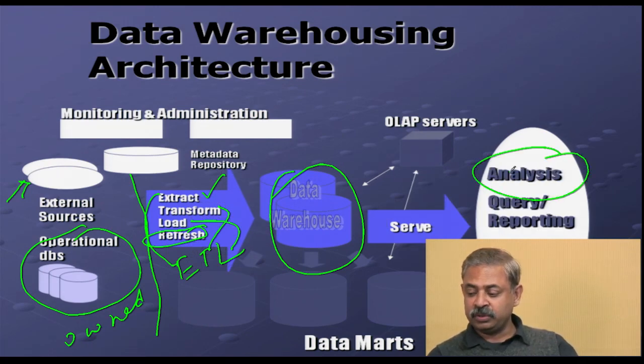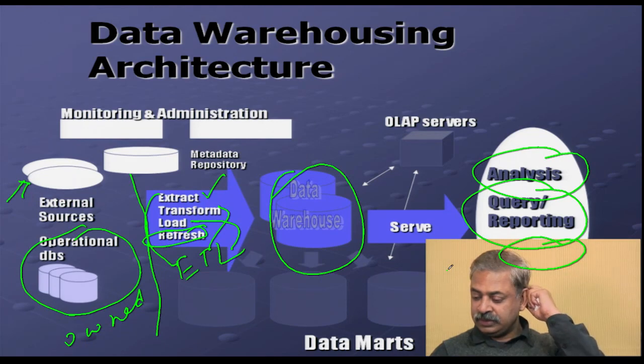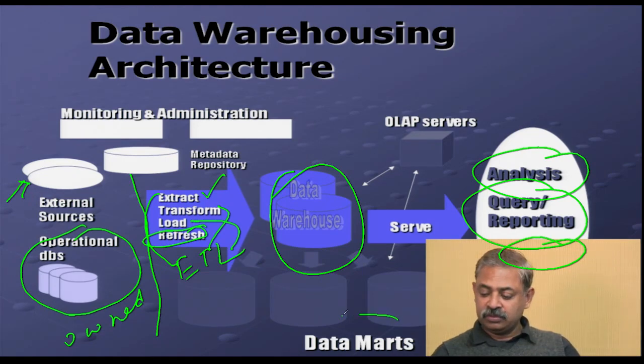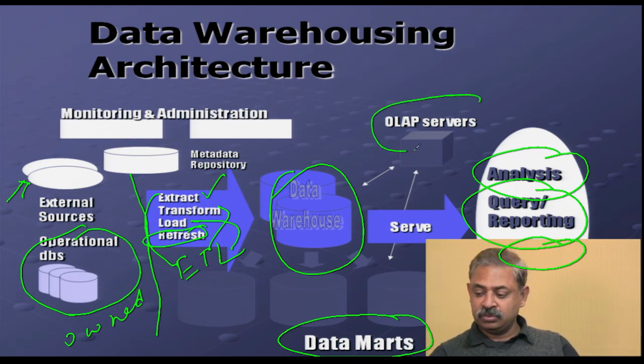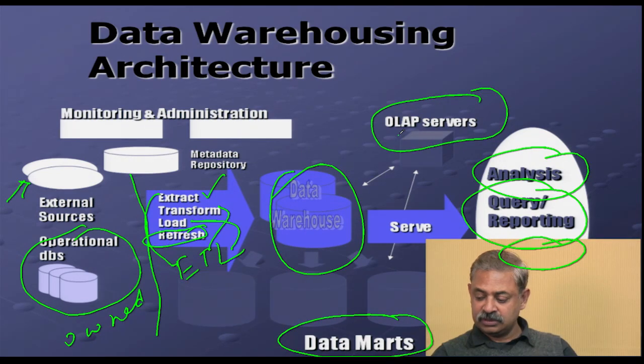It allows me to do analysis, it allows me to do querying and reporting, and it also allows me to do what is called data mining. So a data warehouse is a good source of data for all these different kinds of things that I want to do with the data. And at the bottom of the screen you see what are called data marts. And as I told you, on top here you have OLAP servers, which access the data from the data warehouse and allow users to write SQL queries for the analysis that they want to do.